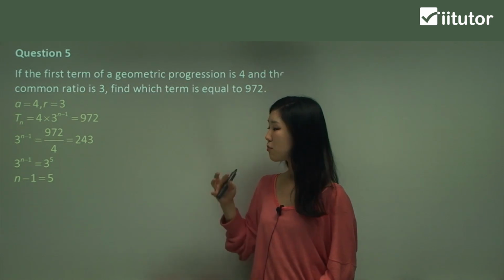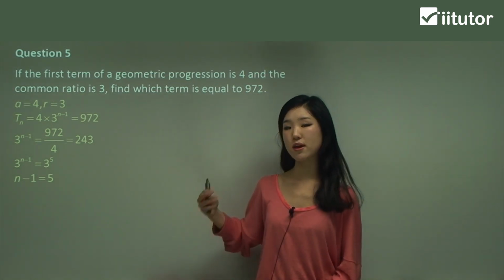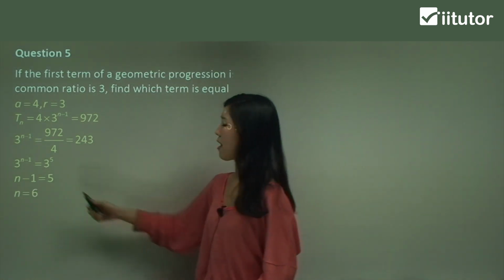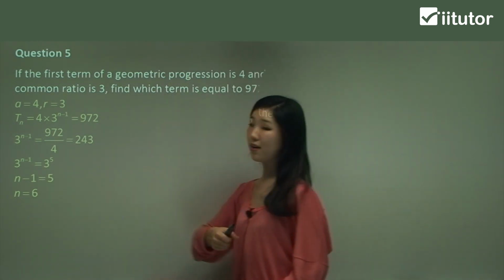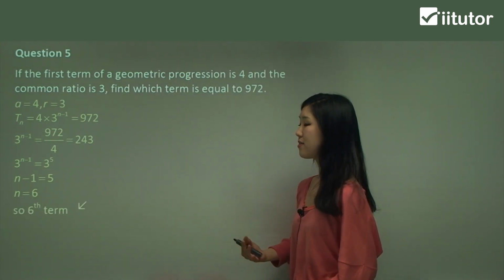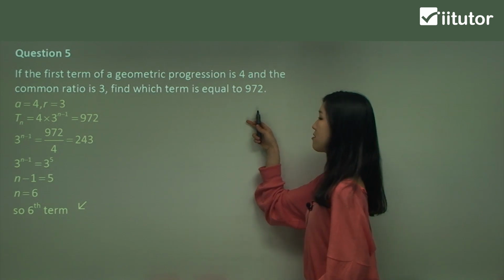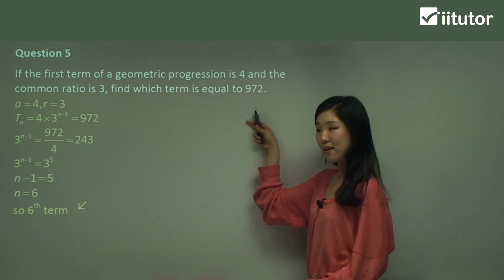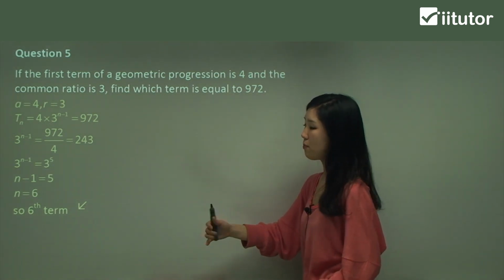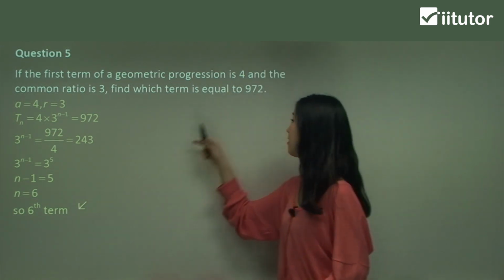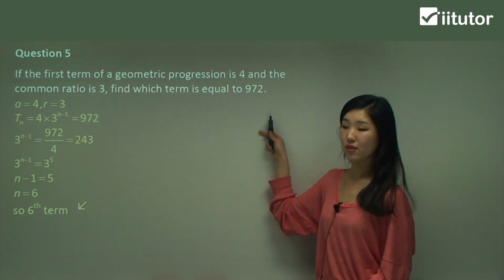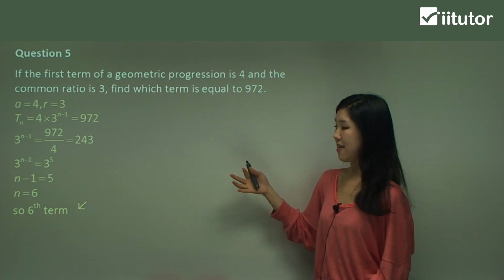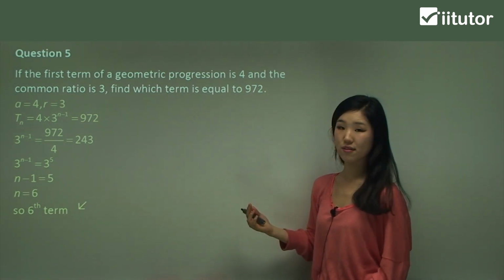Solve for n, guys. Move negative 1 over to the other side and make it positive 1. So we have 5 plus 1, which is simply 6. Therefore the 6th term is 972. That's how you can put it. The 6th term, because n is 6, is 972. And that's the answer to question 5.